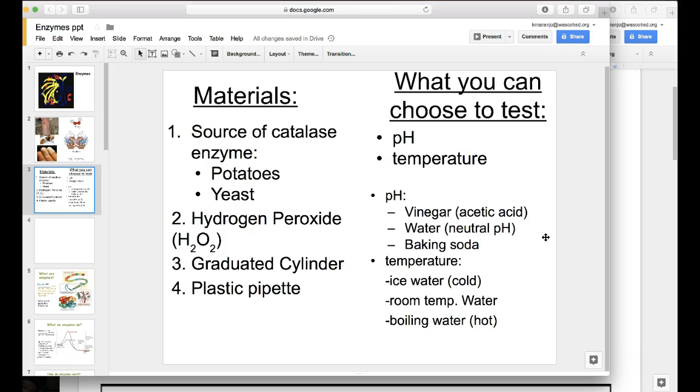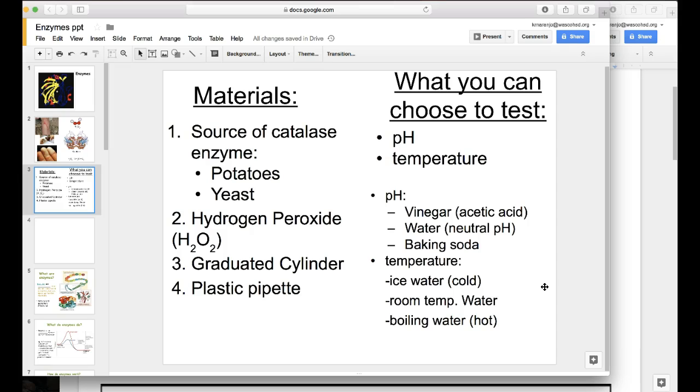So if you choose to test pH, you would be looking to see where catalase is more active, depending on which particular pHs. If you choose to test temperature, what the effect temperature has on catalase, then you're going to be using ice cold water, room temperature water, and boiling water. And so you'll be looking to see the differences of the activity of the enzyme given those different conditions.